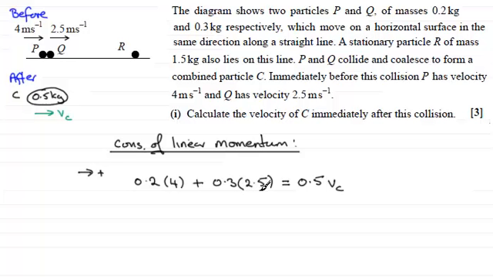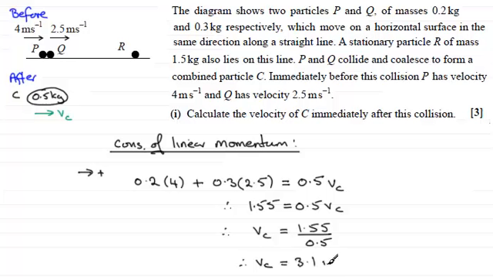So working out the left-hand side comes to 1.55. So therefore we get 1.55 equals 0.5 Vc. And to get Vc, we just need to divide both sides by 0.5. If you do that, you find that Vc equals 3.1 meters per second. Okay?